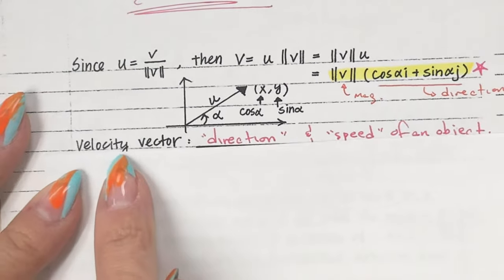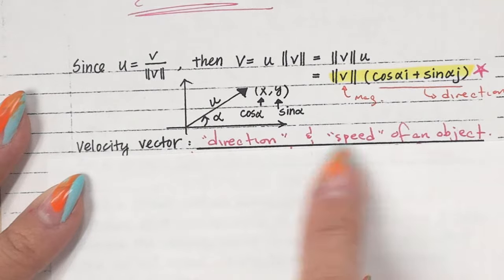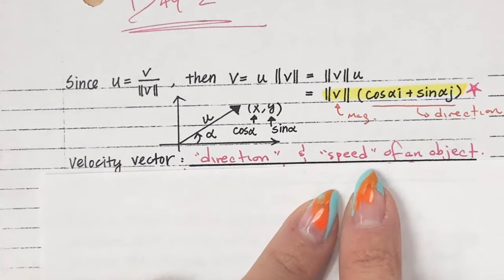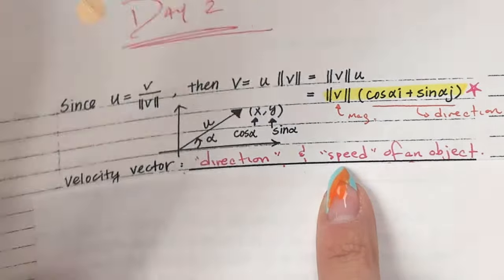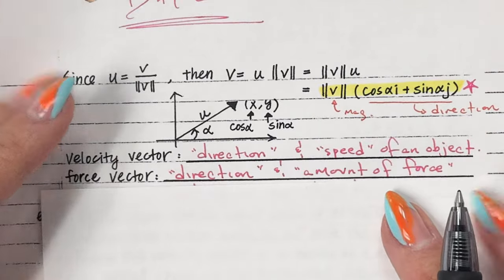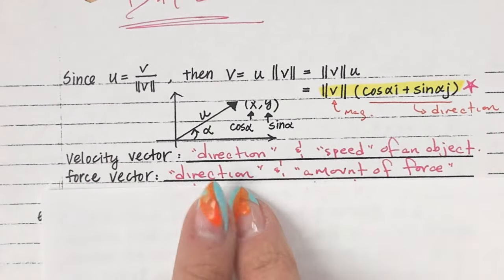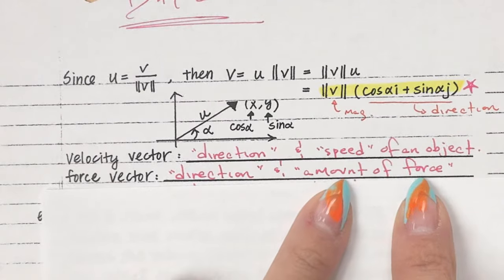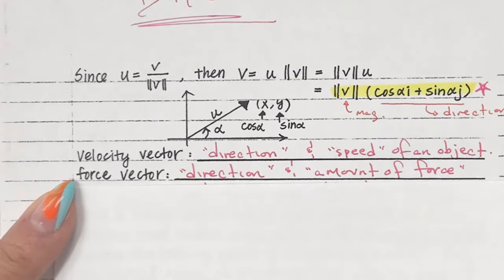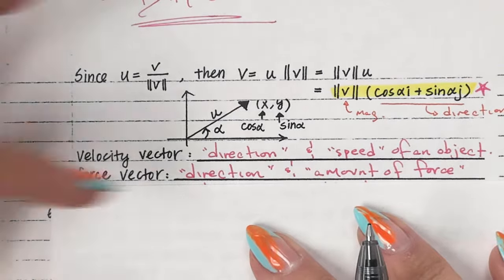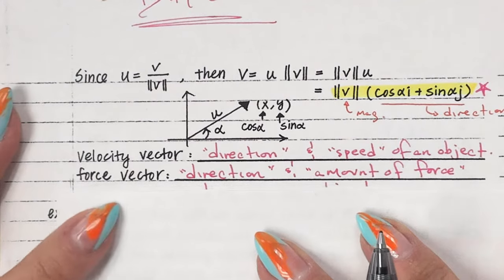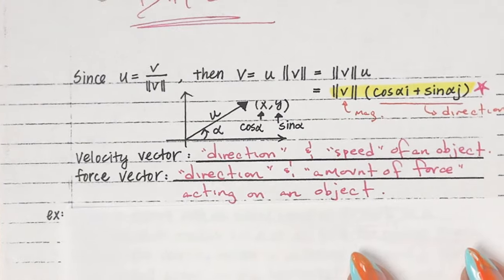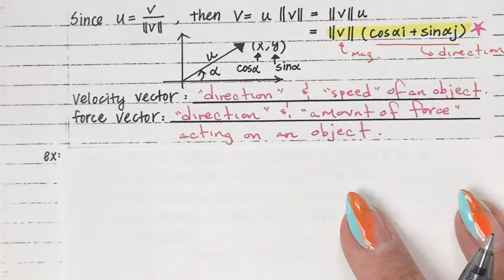Okay, the velocity vector. So the velocity vector has a direction and speed. Speed is basically the magnitude. So that's why on the front we wrote like magnitude could also be speed. A force vector has a direction and an amount of force. So that amount of force is like a size, okay? So these are all just vectors, all right? So we can use them in real life using speed, velocity, force, or amount of force, sorry, acting on an object. There we go, okay? So you have to push it, right?